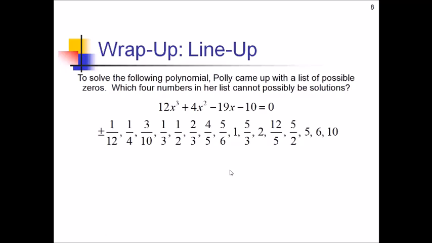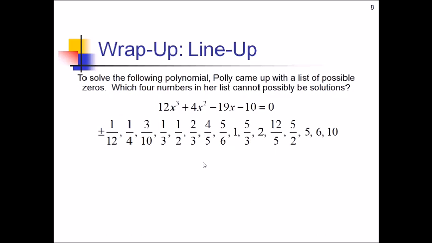As a wrap-up here, to solve the following polynomial, let's say Polly, that's a nice name, came up with a list of possible zeros, which she gave here below. Which 4 numbers in her list cannot possibly be solutions? Pause the video and see if you can pick the bad ones out of the lineup here.